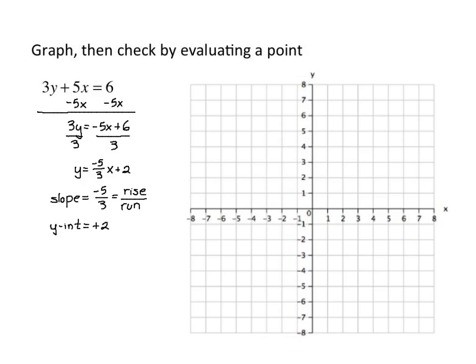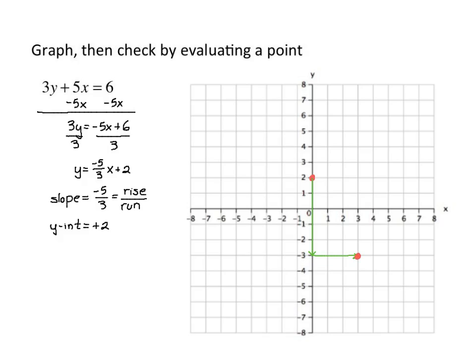Y-intercept at positive 2, I can immediately plot this point right here by going up 2. I now need to listen to what the slope is telling me to do, which is to go down 5 for the rise. So I'm going to go down 5 from 2 all the way down to negative 3. And then the run is a positive 3, so I can go over 3. And there is our next point sitting right here. It looks like at 3, negative 3.